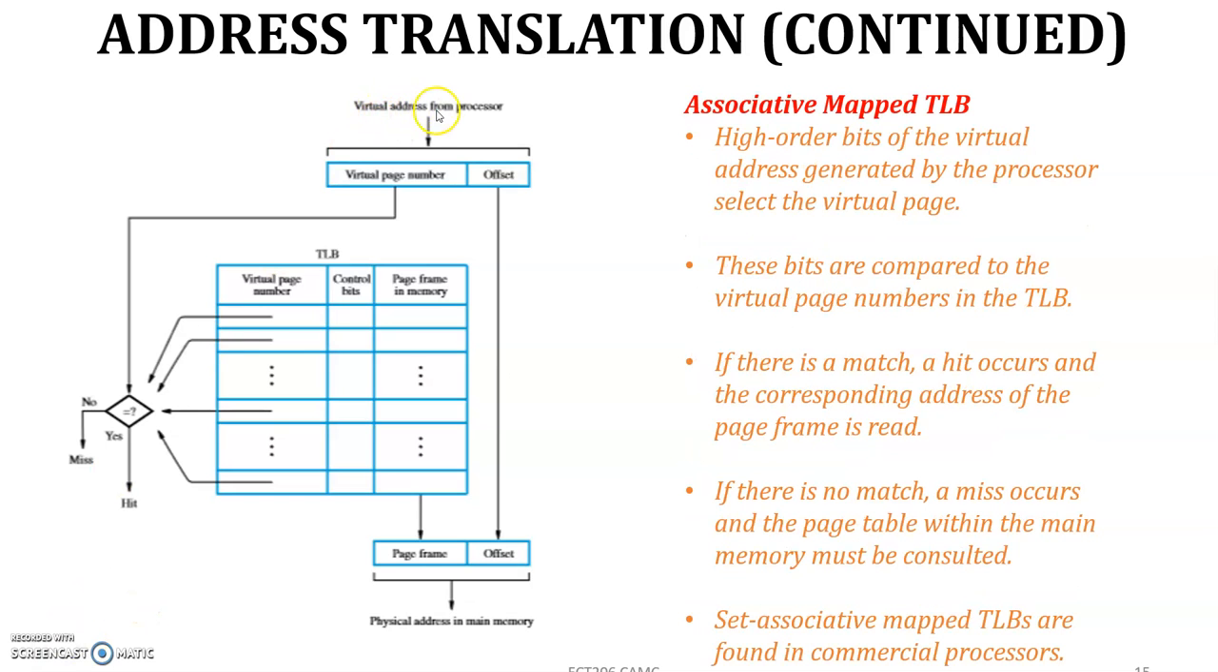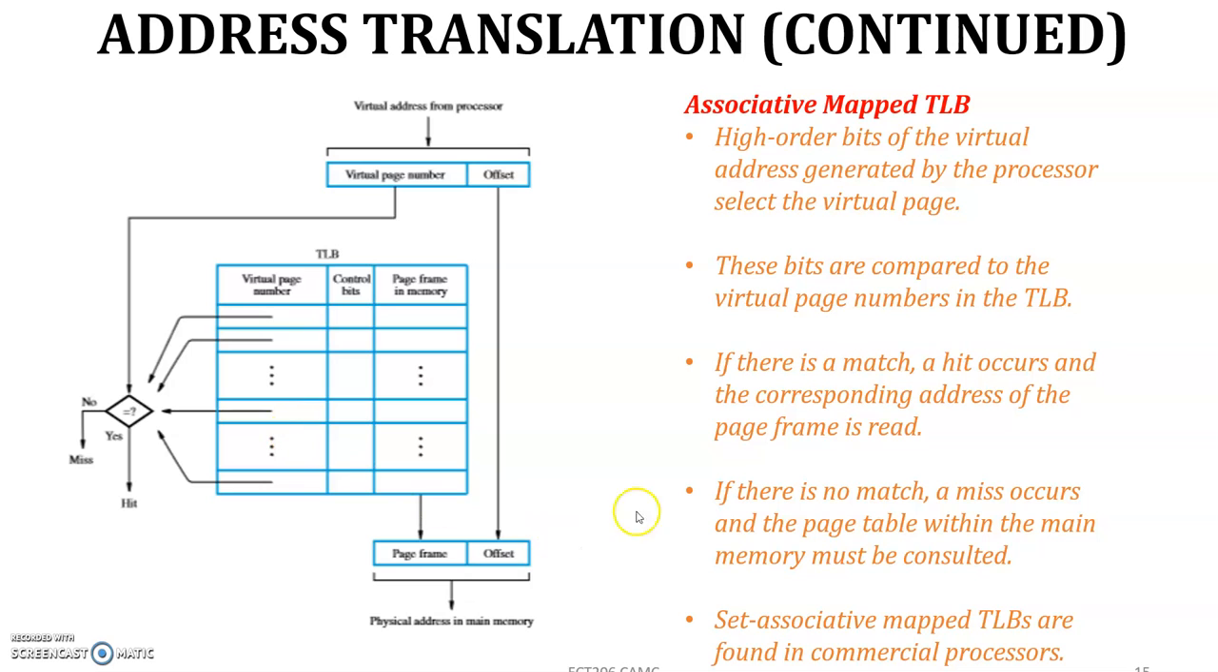You can see here that the virtual address generated by the processor contains a virtual page number and an offset. This virtual page number is compared with the virtual page numbers in the TLB. If there is a match, a hit occurs and the corresponding frame address is read. If there is no match, a miss occurs and the page table within the main memory must be consulted.